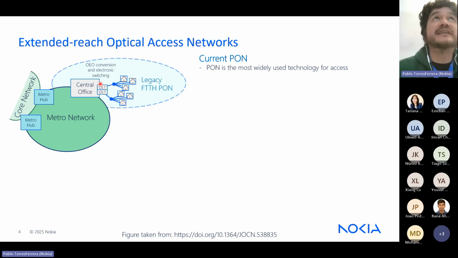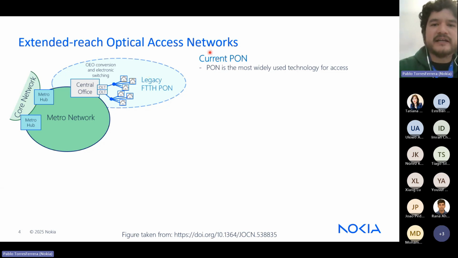Here, as you can see, at the edge of the metro network and the access network, there is the central office, which currently performs this optoelectrical conversion and electronic switching, which is one of the central parts that we would like to avoid if we want to build a more efficient optical network that goes to the edge. But currently, this is the situation. I am going to call this the current PON scenario.